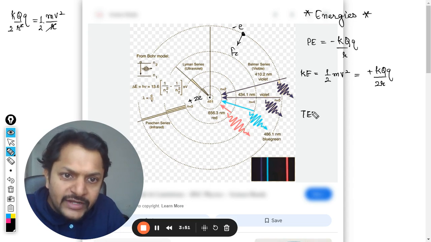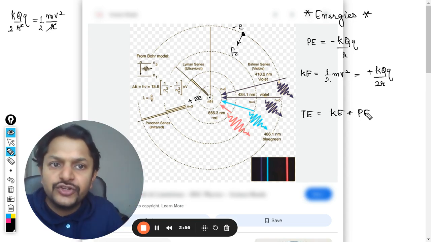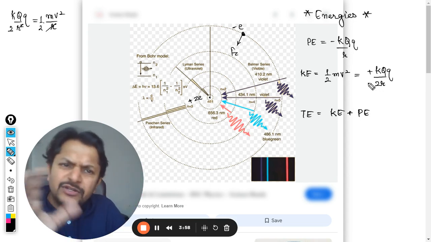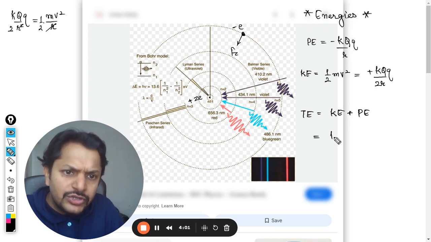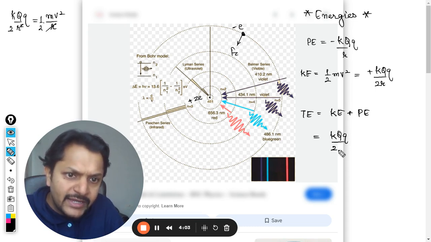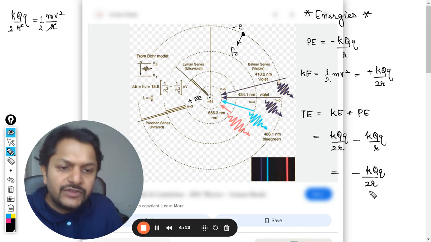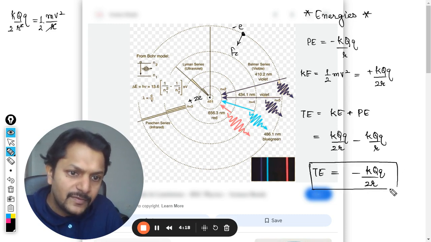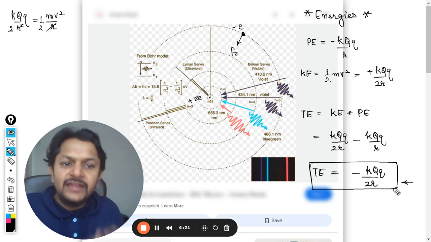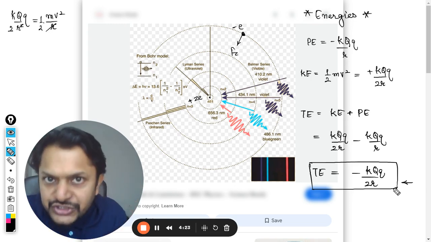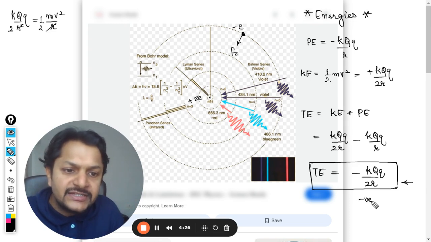Now I want to find the total energy, which is simple. It is the sum total of kinetic and potential energy. A little bit of mathematics here: positive KQq by 2r plus negative KQq by r. This gives you a negative value, equal in magnitude to the kinetic energy. This is the total energy, our final expression, and you can see that the total energy is negative.